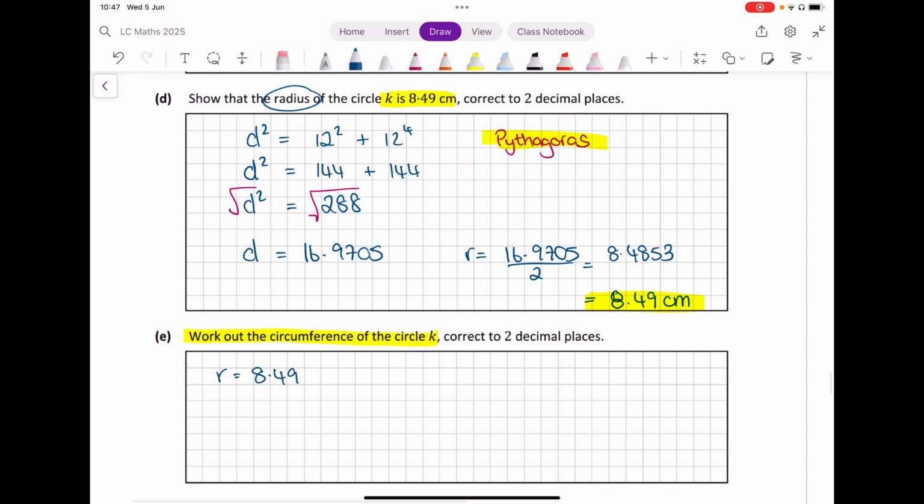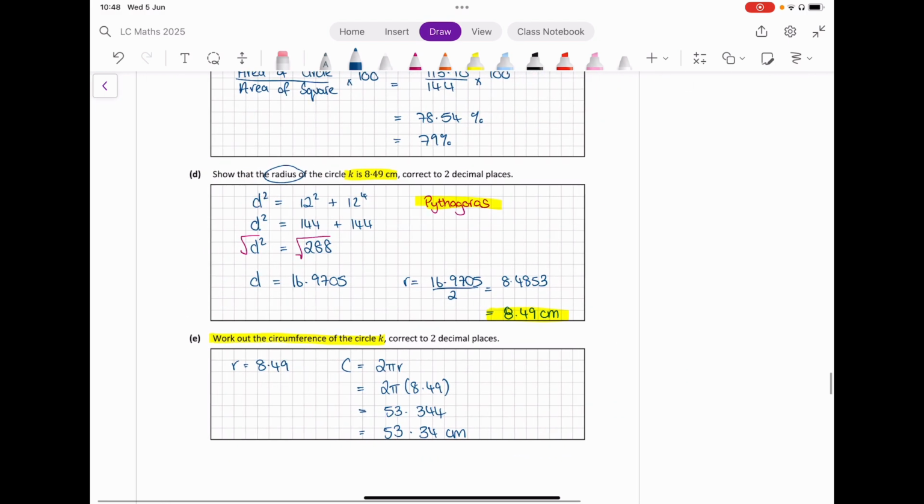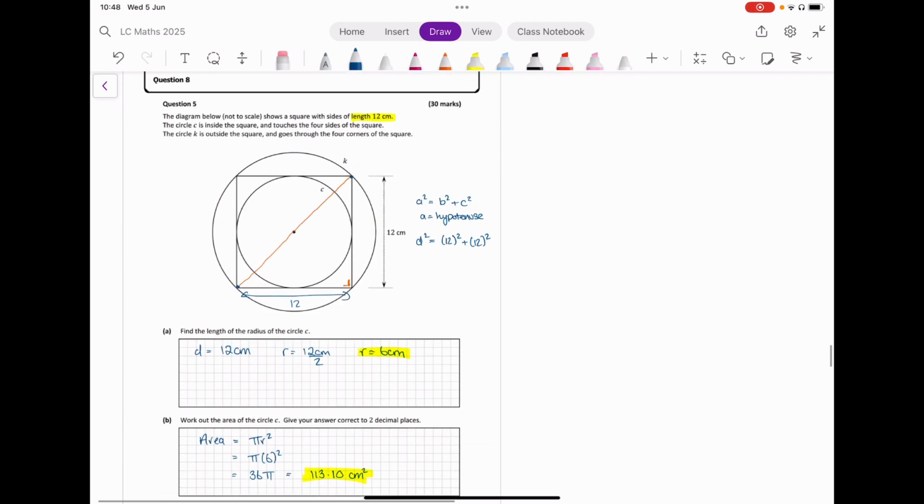They're telling you that because if you don't get part D, then you can still work out part E. So the circumference of a circle is 2 pi r. So that is 2 by pi by 8.49, and you just plug that into your calculator, and that gives you 53.344, and to 2 decimal places, that is 53.34 centimeters.